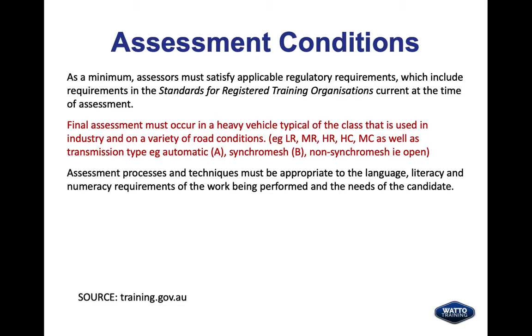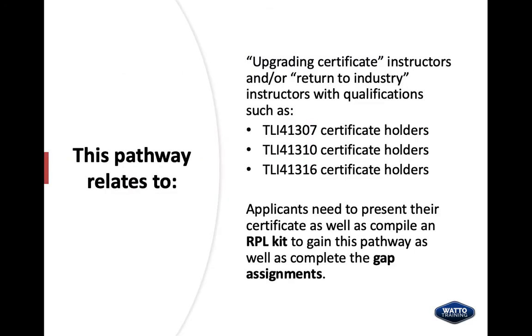heavy vehicle type, LR, MR, HR, HC or MC, as well as transmission type needs to be considered, automatic, synchromesh or non-synchromesh. Assessment processes and techniques must be appropriate to the language, literacy and numeracy requirements of the work being performed and the needs of the candidate. So if you want to be collecting video evidence to be an MC instructor, you need to use a vehicle which is actually an MC. You can't use a HR, like just a prime mover, and get signed off for an MC, for example.